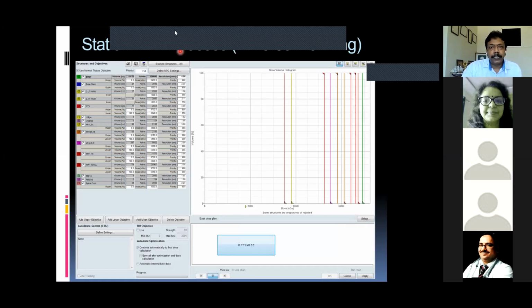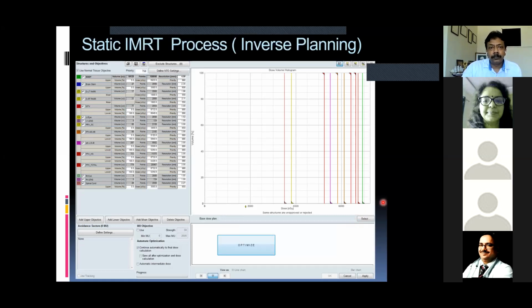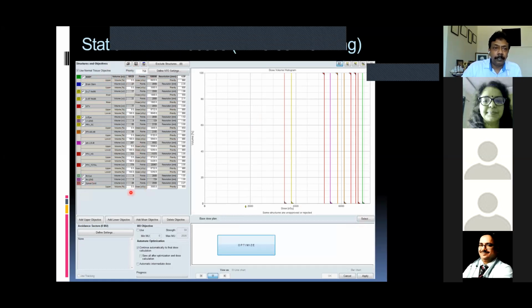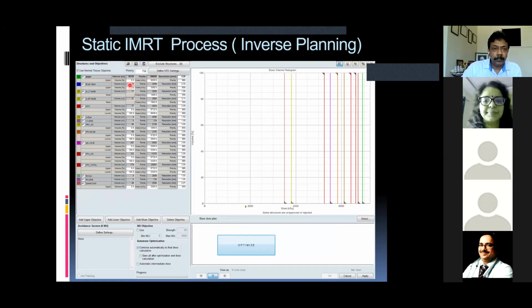And static IMRT process, this is the inverse planning. After the placement of the beam, we go for inverse planning, where we define the normal tissue objective, that is the rest of the volumes except target and other volumes which are demarcated. We have also given some priority to this.